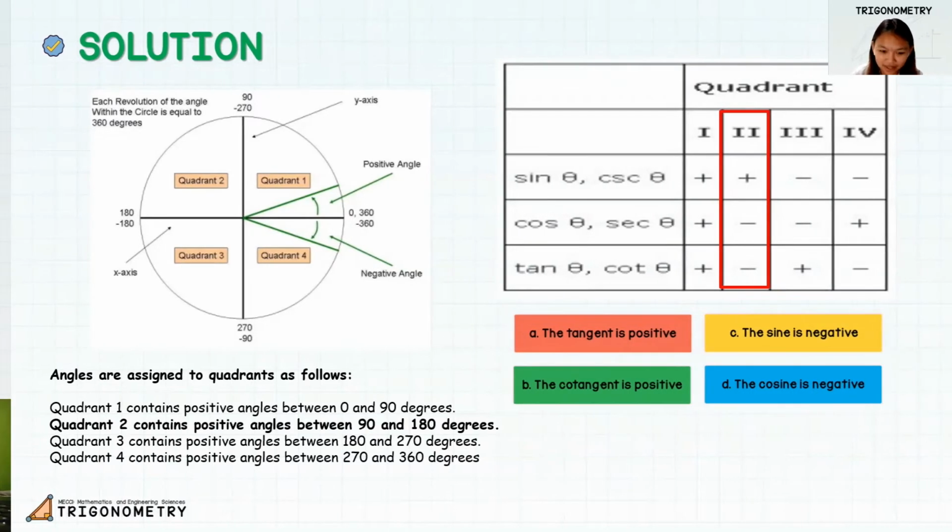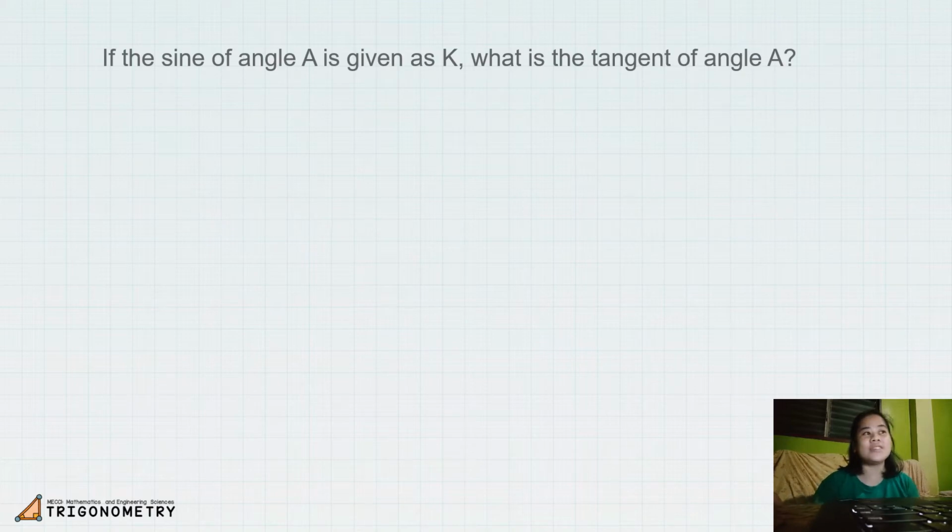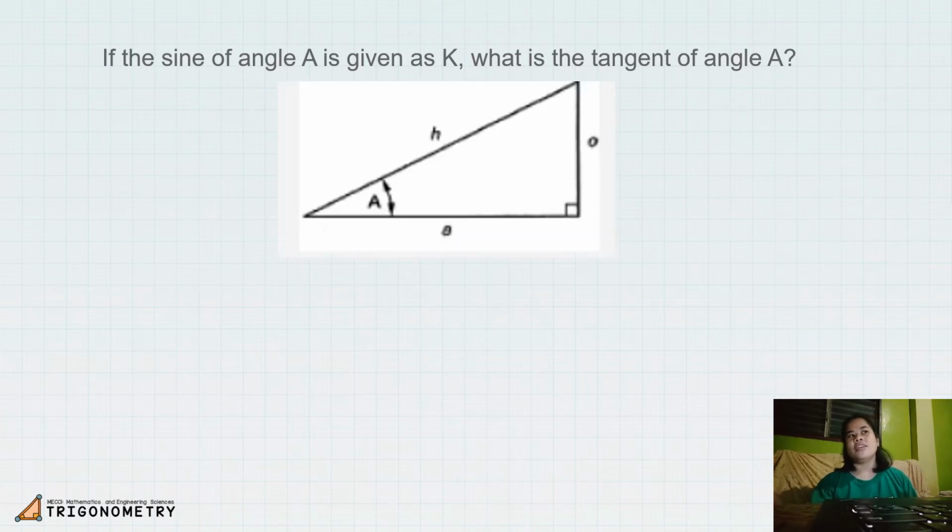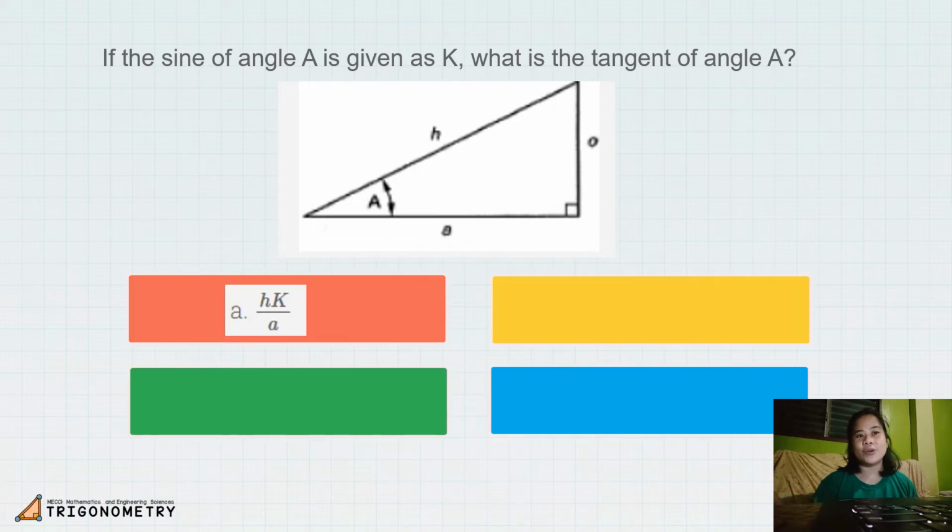Greetings everyone, I'm Bernadette Cavales from Group 1, and I will be presenting to you two problems from trigonometry with solutions. The first one is, if the sine of angle A is given as K, what is the tangent of angle A? Here is the representation of the triangle, and here are the choices.